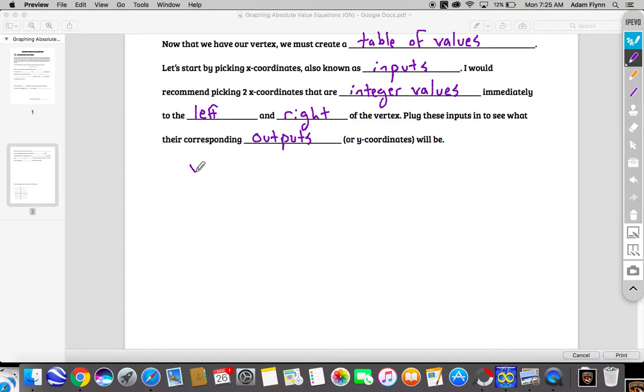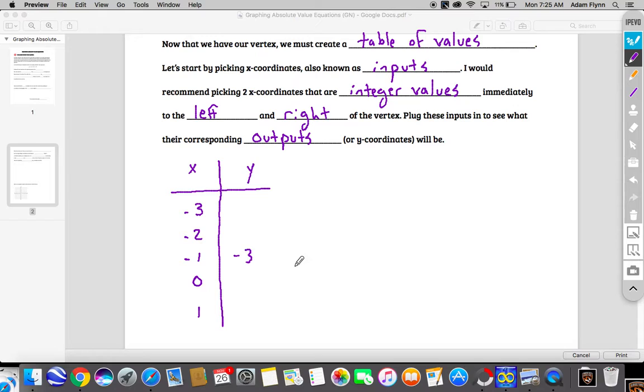Okay, so I'll make my table. I've got x, I've got y. I'm going to take my vertex and plug it right in the middle. So I've got -1, -3. Up here I said I'm going to take integer values that are immediately to the left and immediately to the right for x coordinates. So immediately to the left I've got -2, -3, and immediately to the right I have 0 and 1. So I've picked all my x values, or my x coordinates.